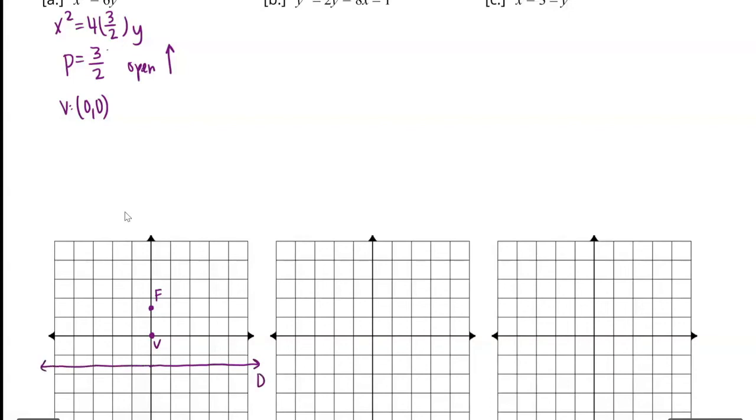And if I double p, I get 3, which means the latus rectum will have a segment that reaches 3 units on either side of that focus. So that gives me some guidelines to help me sketch the parabola a little bit better. Okay, and that's enough information. That's a pretty good parabola in terms of what we need to know. You can always plug this into Desmos to double check your work. We're going to have to pause now and go to the next video and finish the last 2.